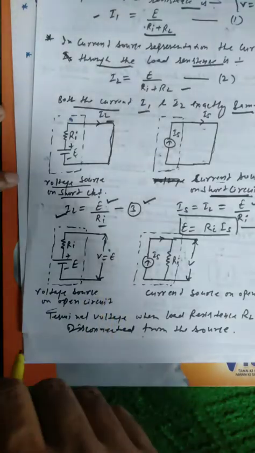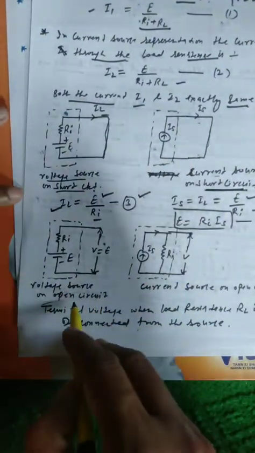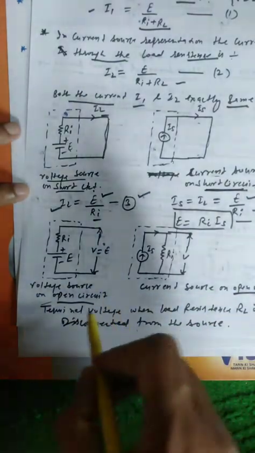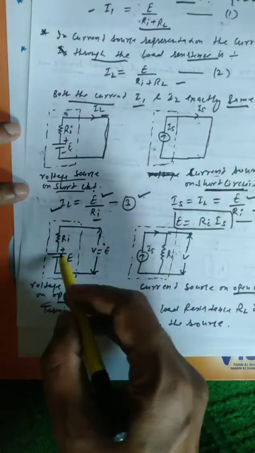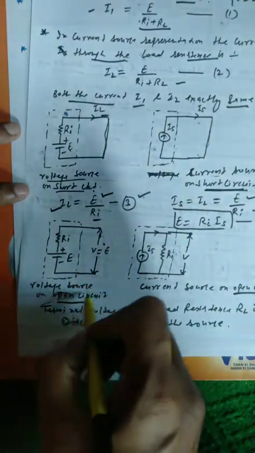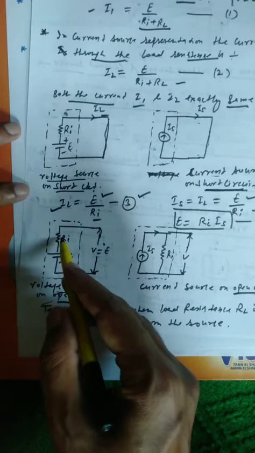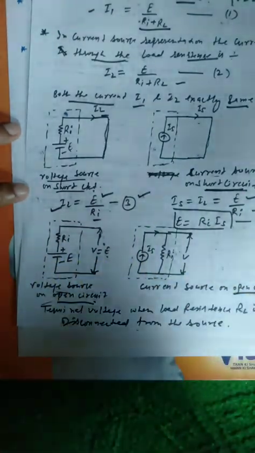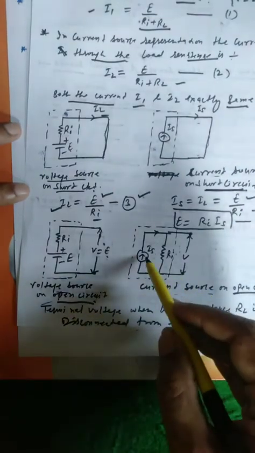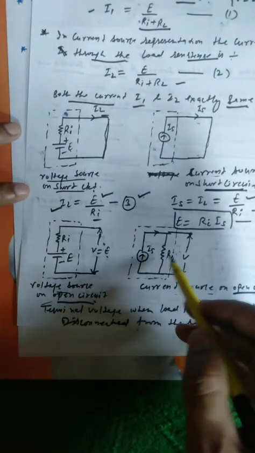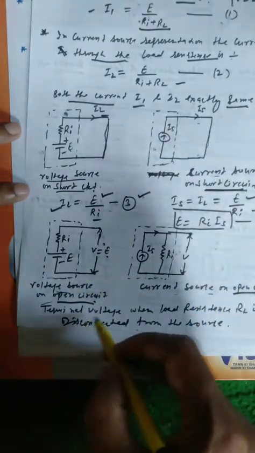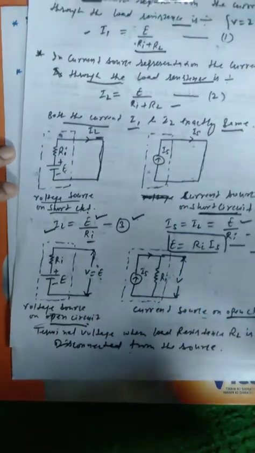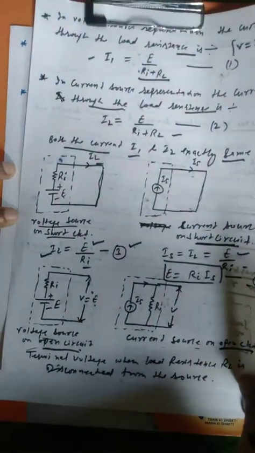Now we can take the case of the voltage source in open circuit and the current source in open circuit. This is the diagram for the voltage source in open circuit, where the battery is connected with the resistance, and then there is the same voltage V. And in the current source, there is a resistance which is in parallel with the load. So we consider the terminal voltage when the load resistance RL is disconnected from the source, so no load resistance is connected in the open circuit.